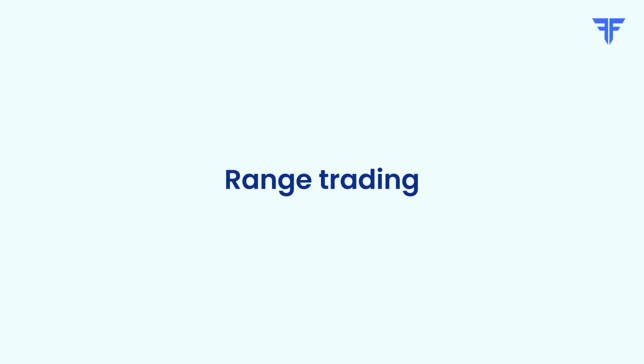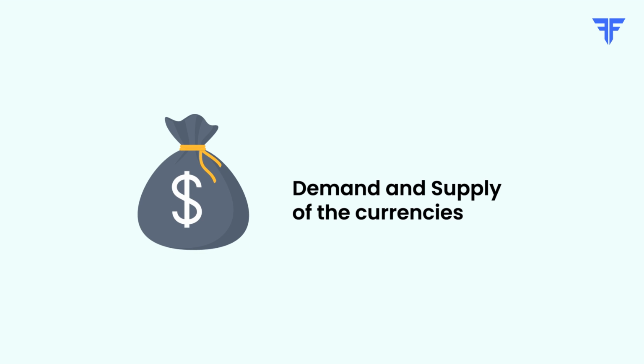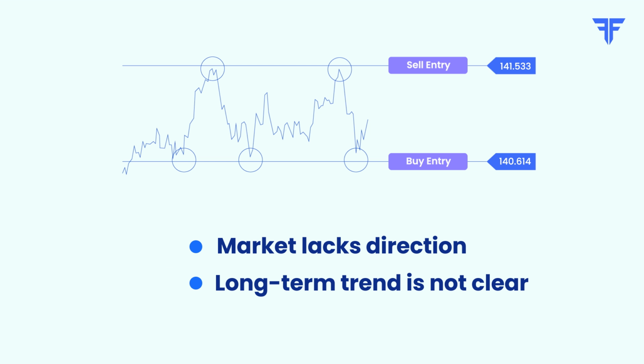Third is range trading strategy. In this strategy, the traders trade in a specific range of price. One needs to identify favorable price range for trading. The price levels are usually dependent on the demand and supply of the currency. Range trading in Forex market works best when market lacks direction and long-term trend is not clear.